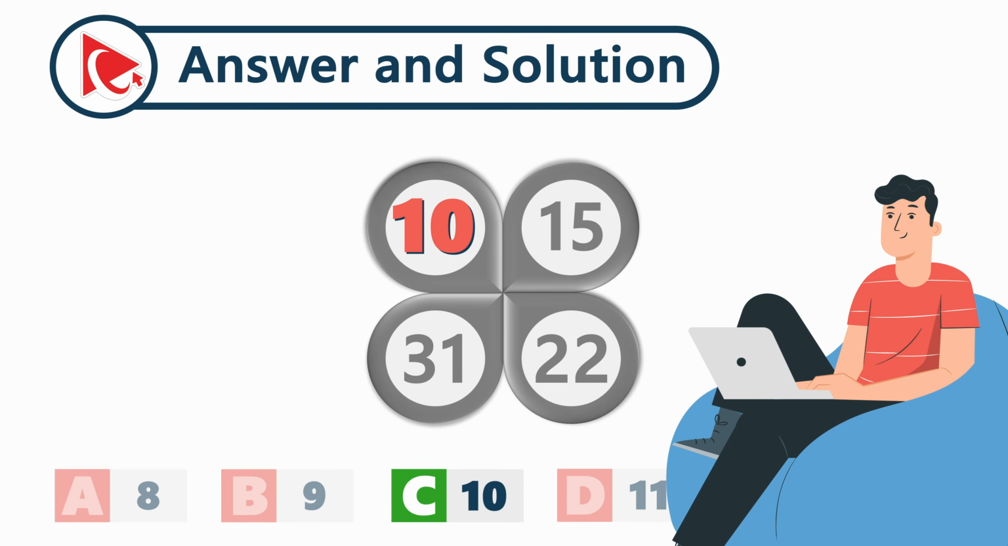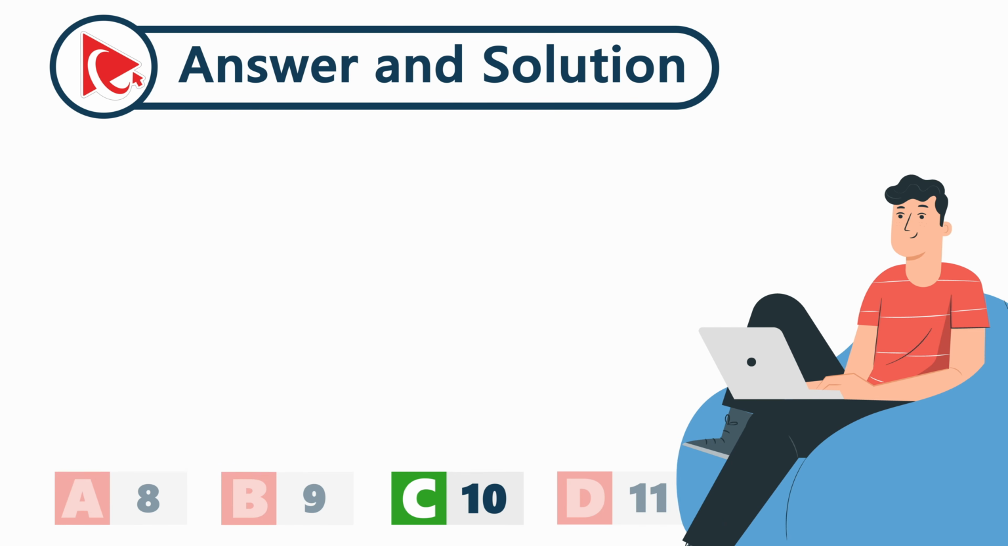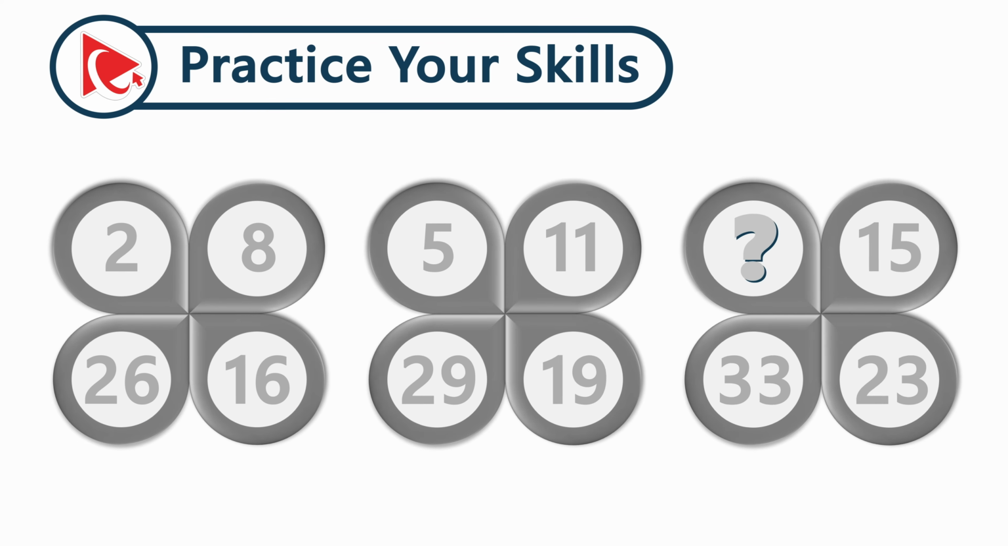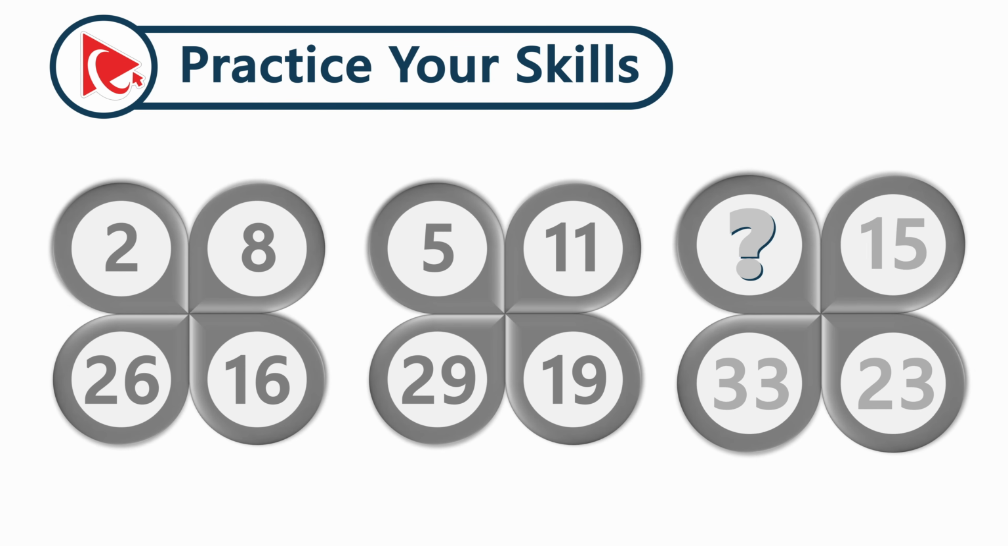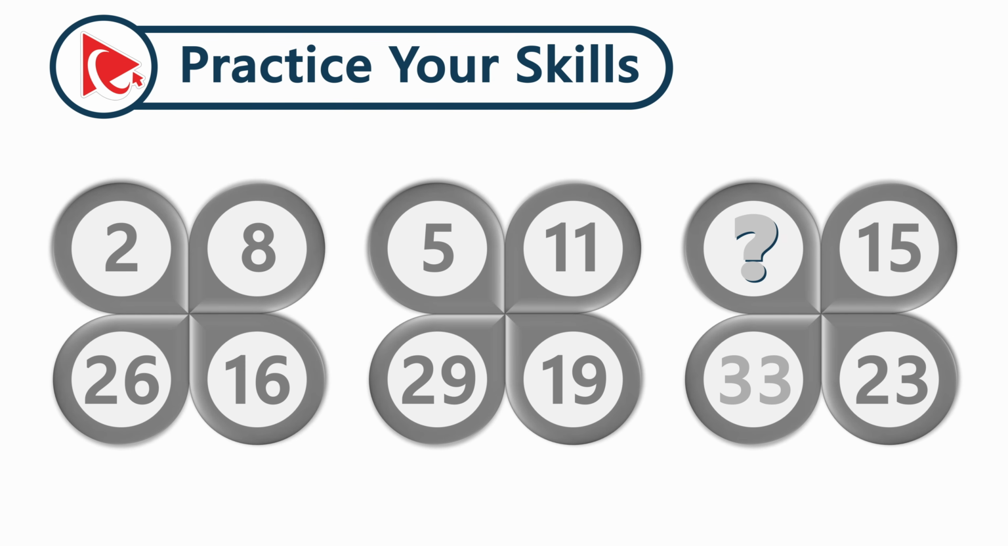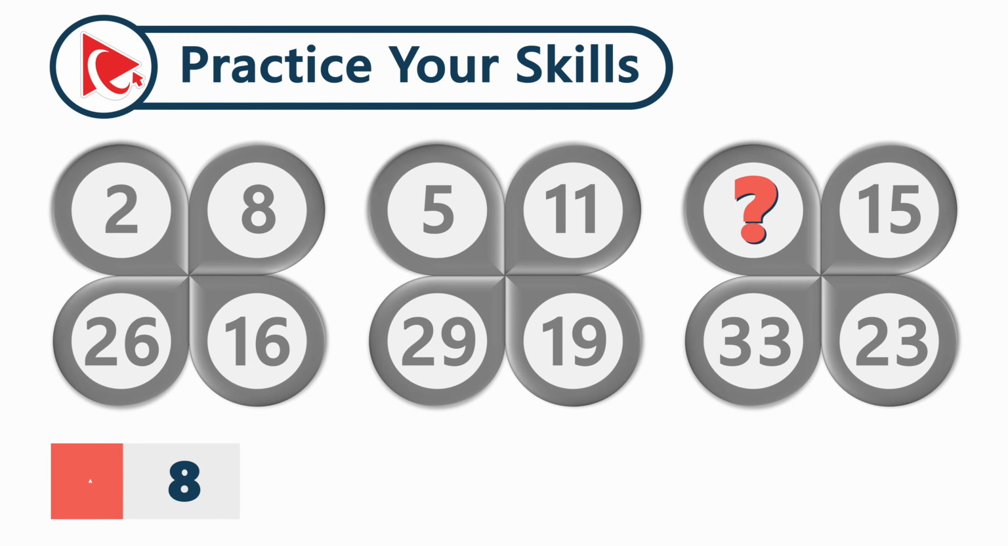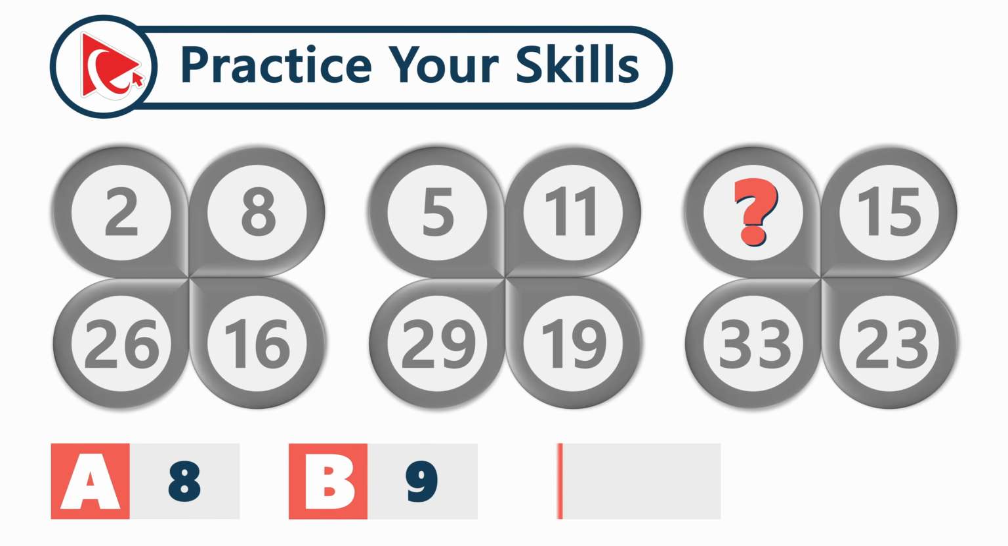Now you know how to solve these types of problems, let's make sure you can practice your skills. I have a brand new question for you, which is very similar, but on the other hand is a little different. You're presented with the same set of shapes. The numbers in the shapes are 2, 8, 16, and 26. In the second shape, the numbers are 5, 11, 19, and 29. And in the third shape, the numbers are 15, 23, 33, and then comes the missing number, which you need to calculate and select out of 4 possible choices. Choice A, 8, choice B, 9, choice C, 10, and last but not least, choice D, 11.